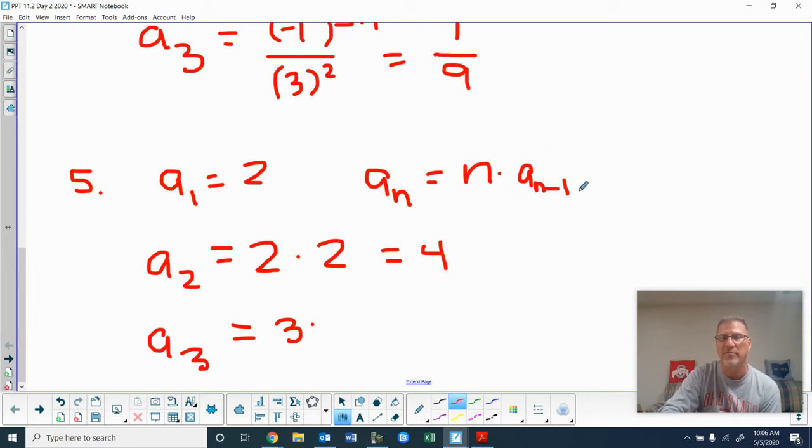Again, that subscript means the previous term. The previous term, the second term, is the one before the third, which was a 4. So it's 3 times 4, which would be 12. So the first 3 terms of number 5 are 2, which we gave you, the second term is 4, and the third term is 12.